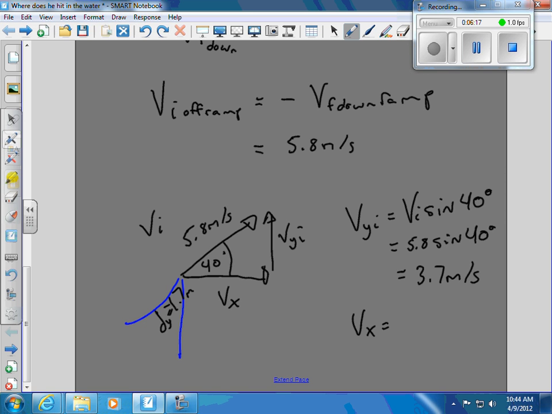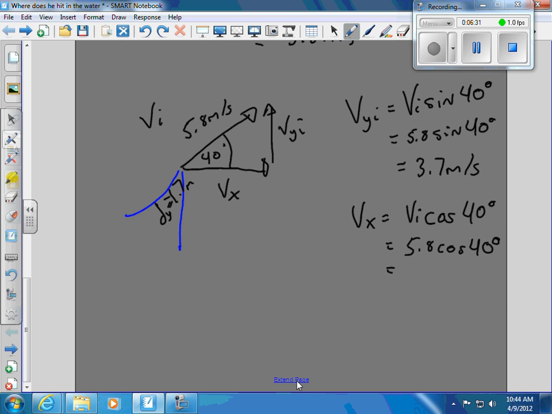Vx is Vi cos 40, so it's 5.8 cos 40, and that equals 4.4 meters per second. All right, so now we need to find the time. How long is he in the air for?